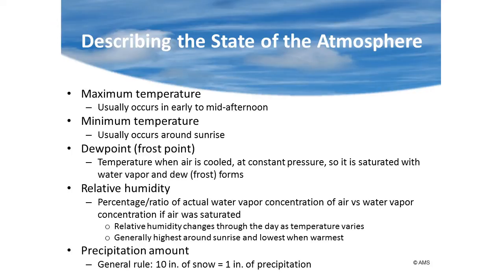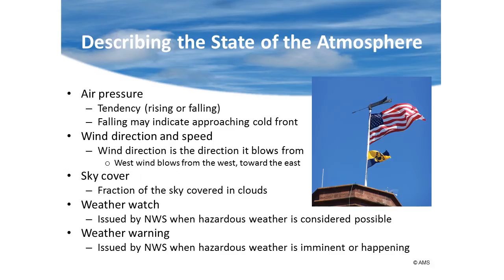Precipitation amounts are always monitored. In terms of snow, we try and analyze that as a ratio, how much water is in the snow, and 10 inches of snow is generally correlated down to about 1 inch of water equivalent precipitation.